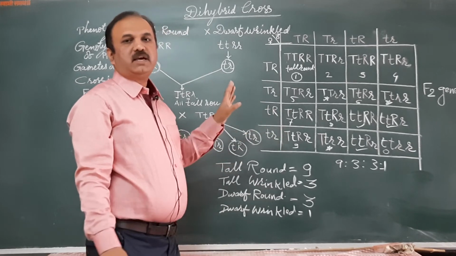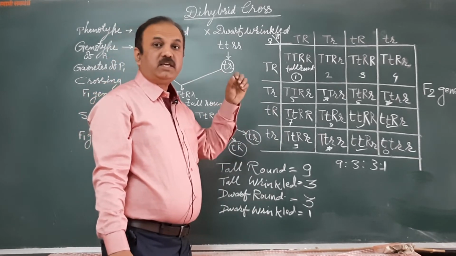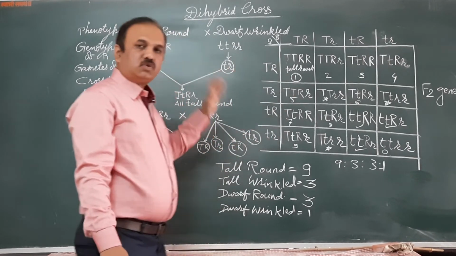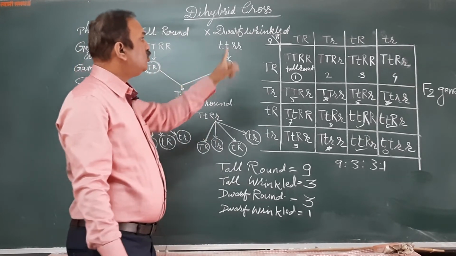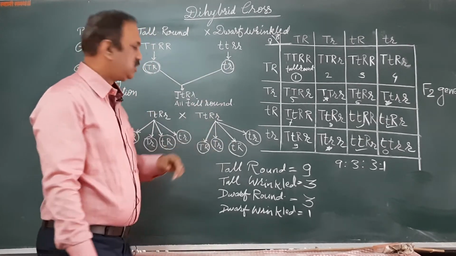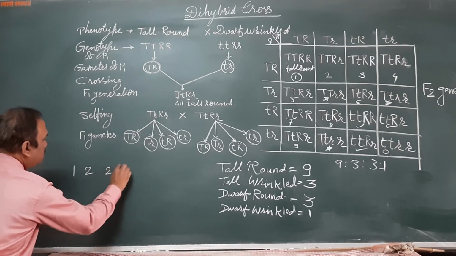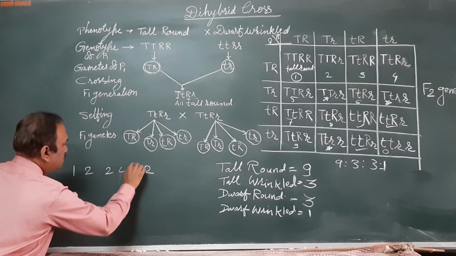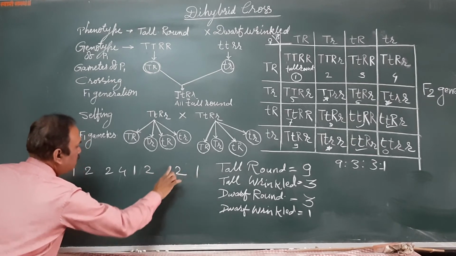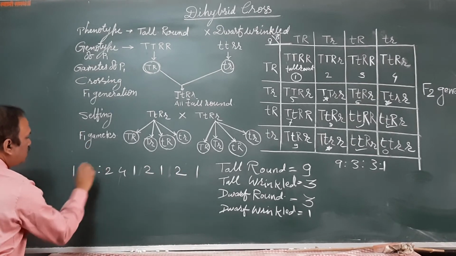Phenotypically definitely they are tall round, but genotypically each one of them is different. So the genotypic ratio of the dihybrid cross will be 1:2:2:2:4:1:2:1:2:1:2:1.